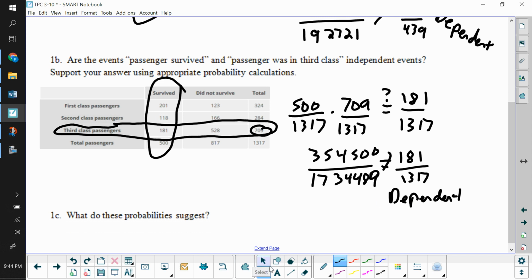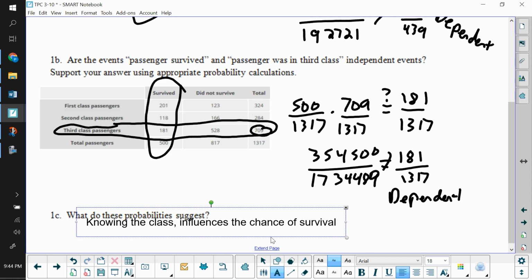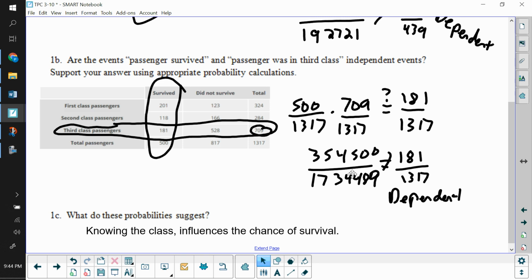So if things are independent, knowing one does not influence the probability of the other. But if these are both dependent, what this tells us is knowing the class influences the chance of survival. It doesn't necessarily prove how it influences it, but it just tells us because they weren't equal, knowing one of them changes the probability of the other.